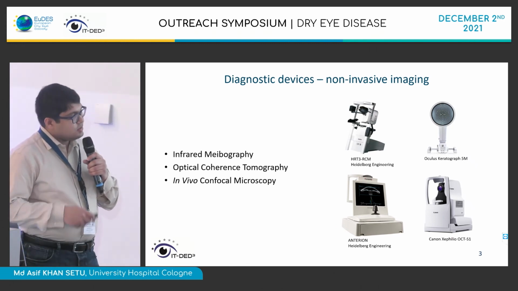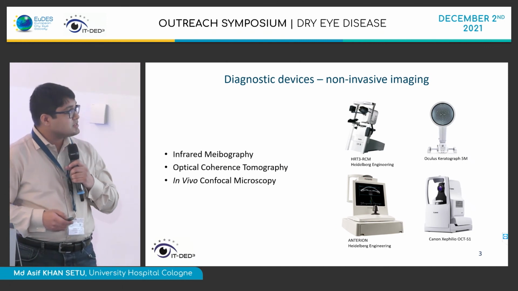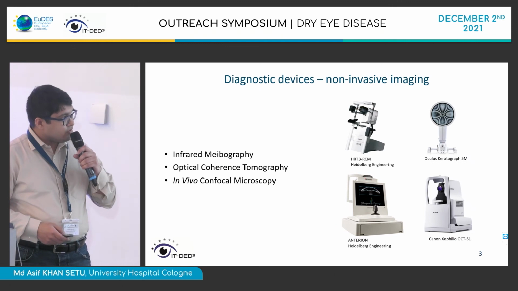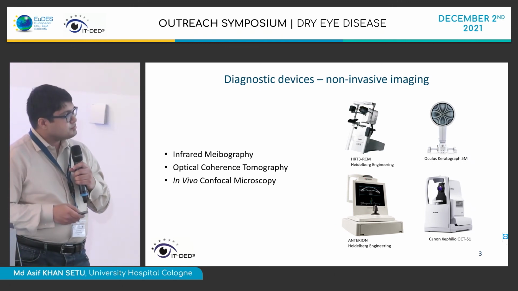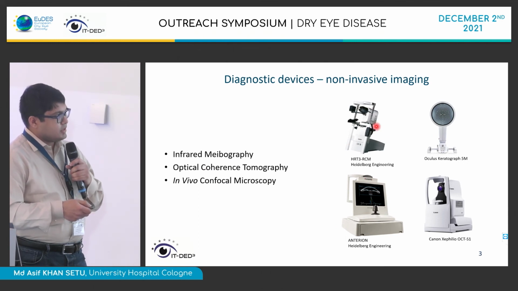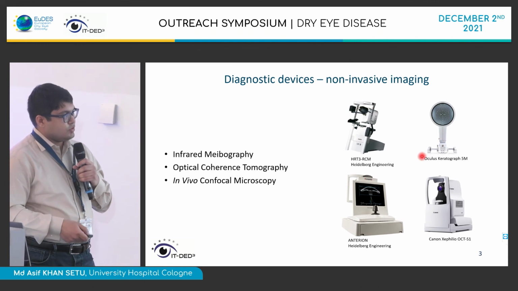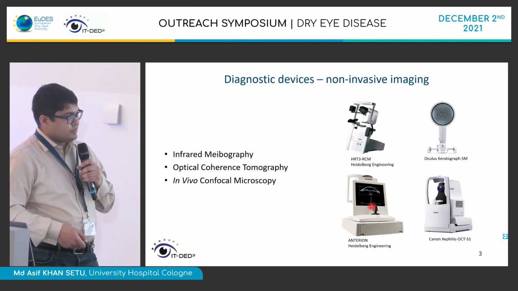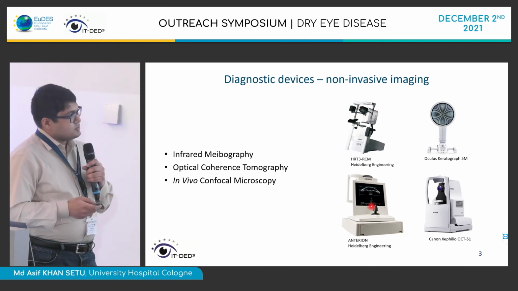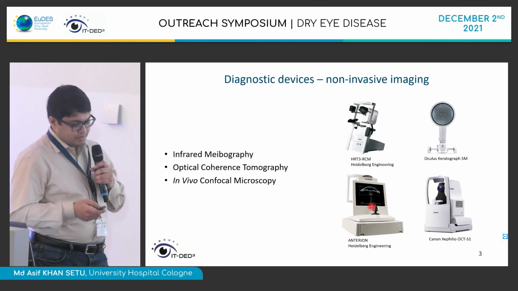To diagnose dry eye disease, we have several imaging modalities in the clinic, such as infrared meibography, optical coherence tomography, and in vivo confocal microscopy. So this is an example of in vivo confocal microscopy, and this is infrared meibography, and the lower two devices are optical coherence tomography, which is routinely used clinically to diagnose dry eye disease and other ocular surface diseases, and also in the posterior segment.